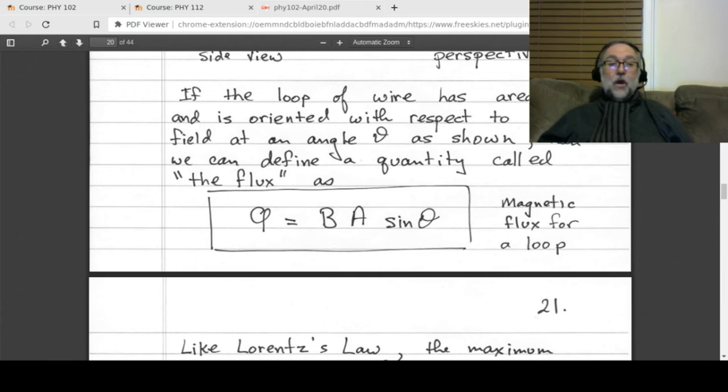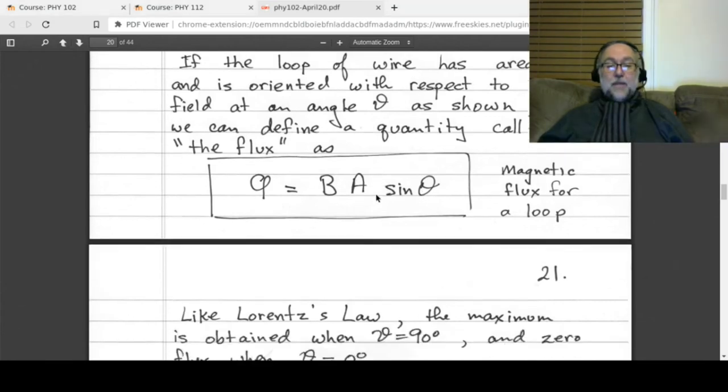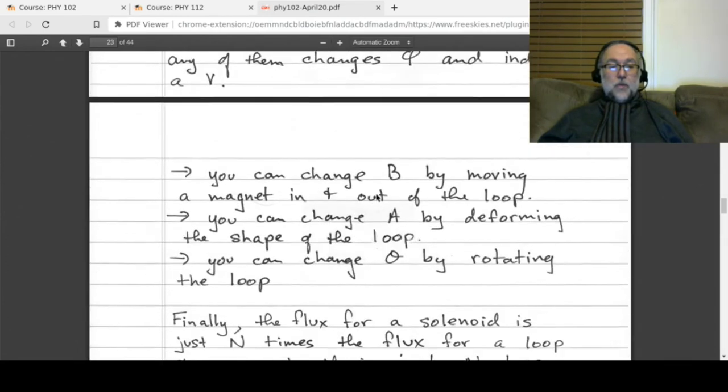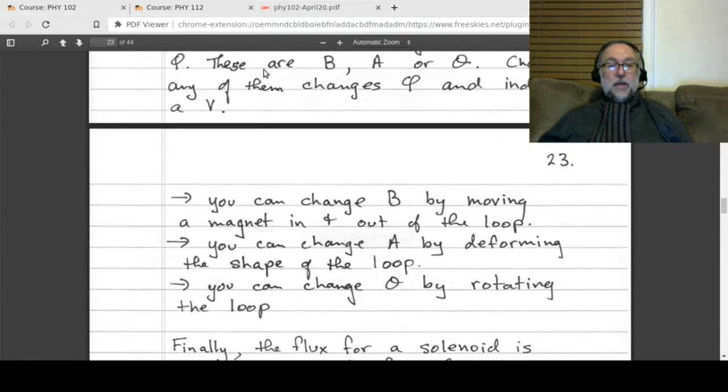Now, how would that work? Well, how would you change B? Let's scroll down here to where I talk about that. Okay. How could you change B? Well, one way you could change B is by just pulling a magnet out of a loop.